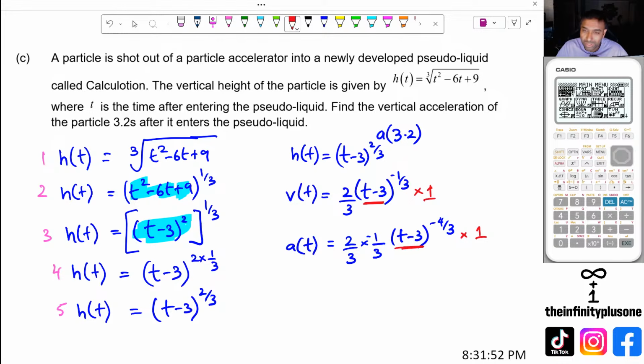Otherwise, what happens is you're going to end up with a really ugly product rule. And who was it that was asking before? Yeah, I can't remember who it was. But yeah, it kind of goes a little bit crazy.